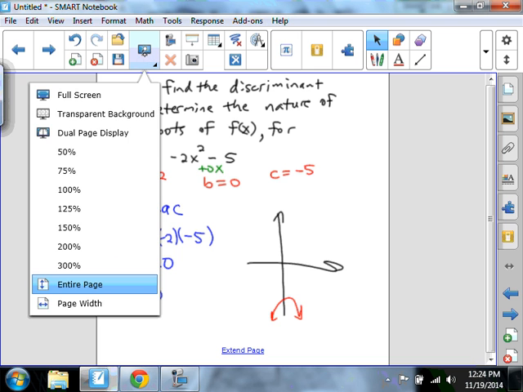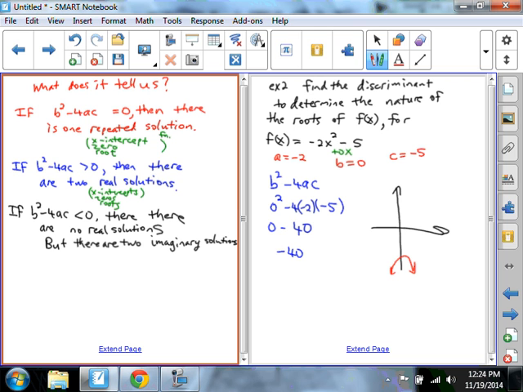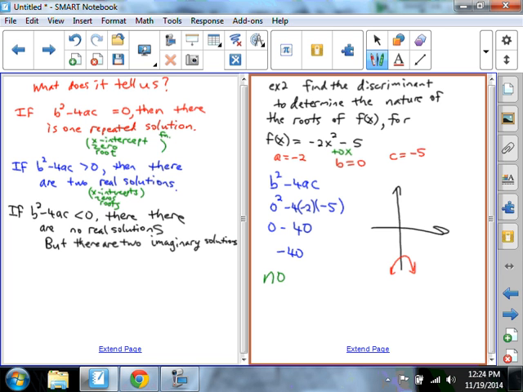Well, maybe we need to go back a page. If the discriminant is negative, then there are no real solutions. I forgot the S in solutions. There's no real solutions, but we're not talking about solving equations. We're talking about the function. So what do we say about this function? No, the function has no x-intercepts, or no real x-intercepts. That's what we would say.